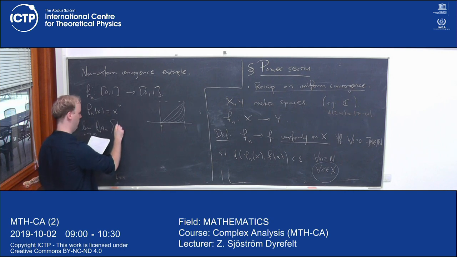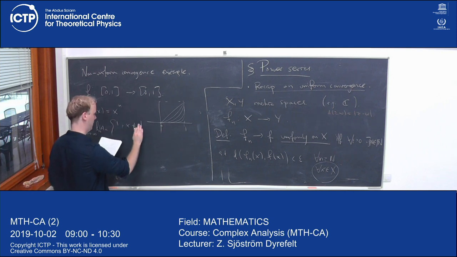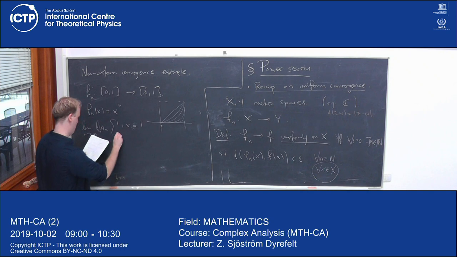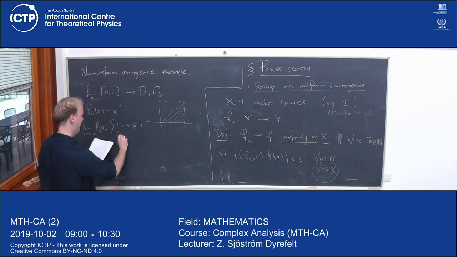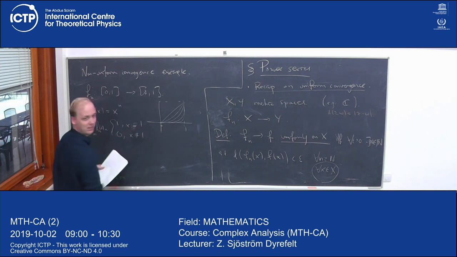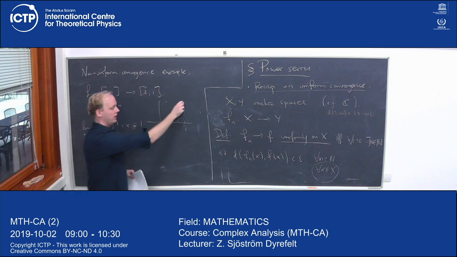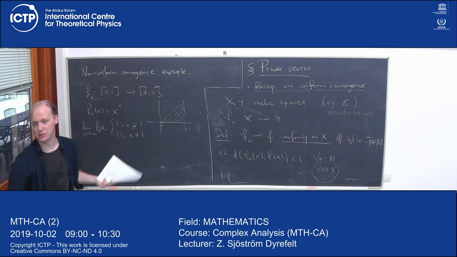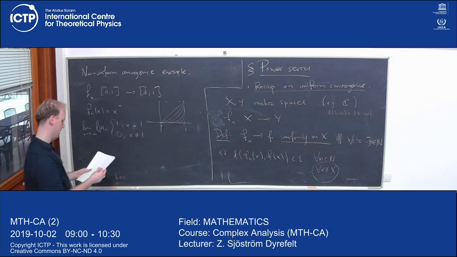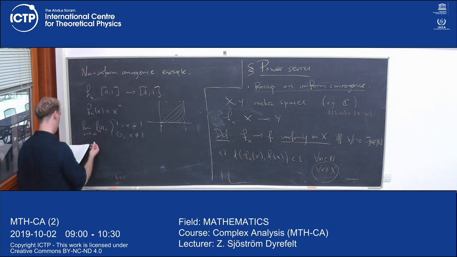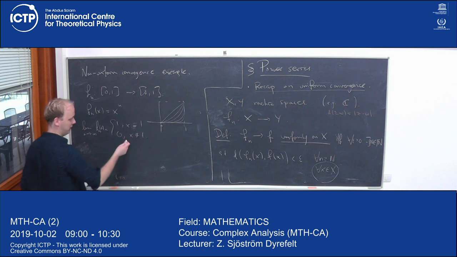f_n(x) is equal to 1 if x is equal to 1, and 0 if x is not equal to 1. So it is 1 here, and then it's 0 everywhere else. And this is not even a continuous function. So in the limit, there appears a discontinuity. You should be aware of this. So this is discontinuous.